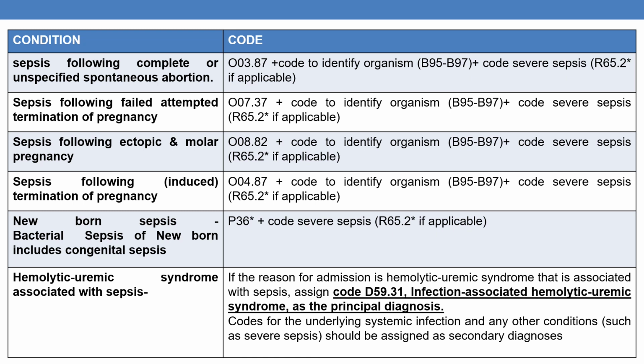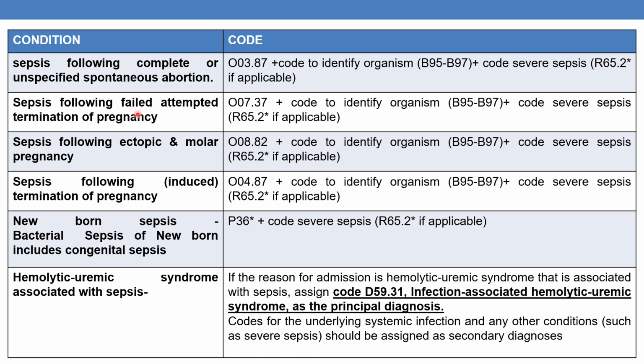Next, coming to sepsis following complete or unspecified spontaneous abortion. For it, the PDX should be O03.87 followed by code to identify the organism. Then, if there is any severe sepsis, R65.2 category, if applicable, must be coded with any associated organ dysfunction.